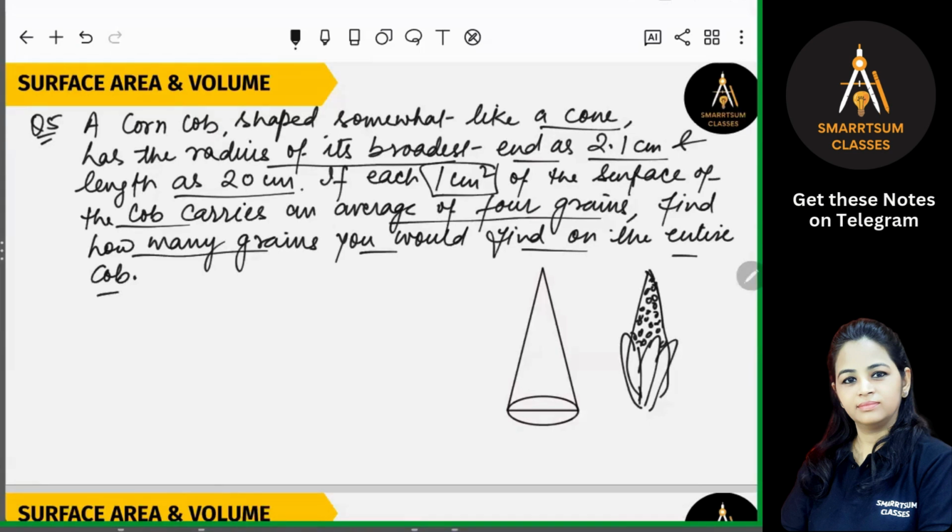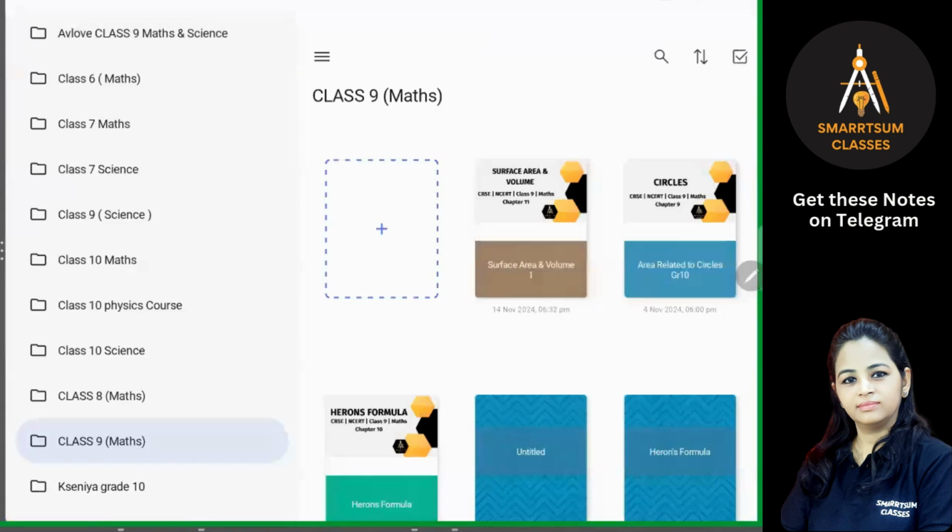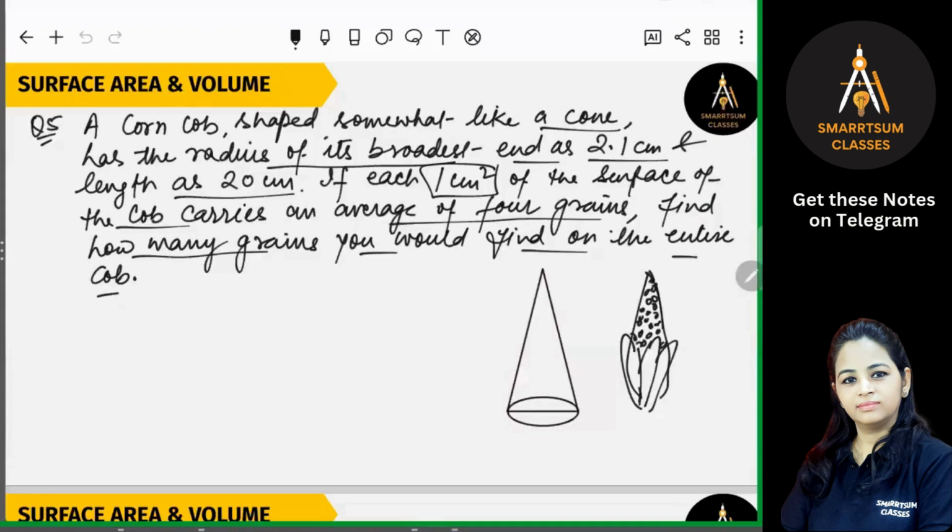What is corn cob? Corn cob is bhutta, right? The corn which you generally eat during the spring season. So this is the corn cob, bhutta, which is shaped like a cone, right? And if you can see here, I have made the diagram. So this is the corn cob and it is like a cone. So I have made a cone also here, right?